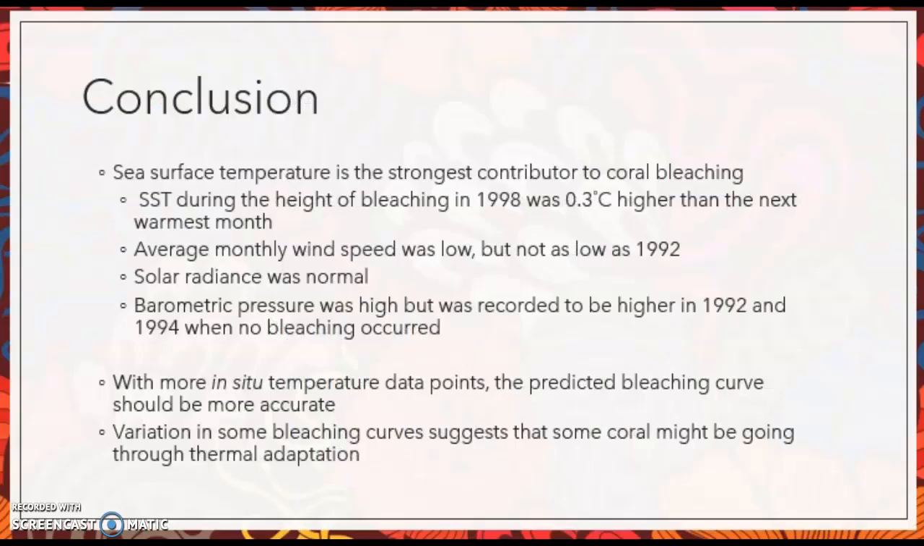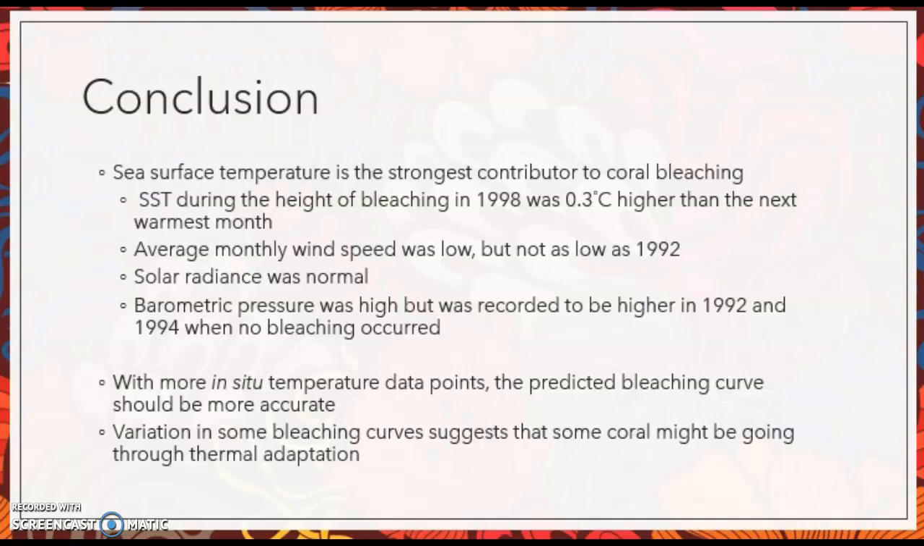And therefore, we can conclude that sea surface temperature is the strongest contributor to coral bleaching because of the significantly higher temperature during February of 1998 than the rest of the months that were recorded. And the remaining factors didn't show that strong of a correlation with coral bleaching pattern.